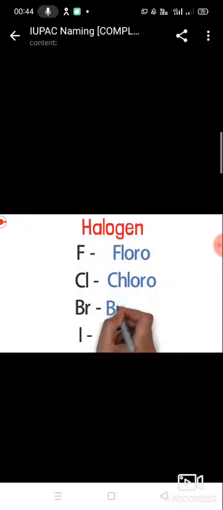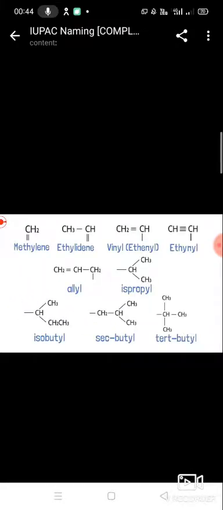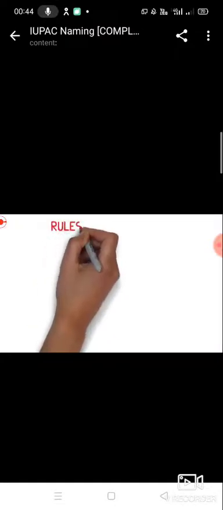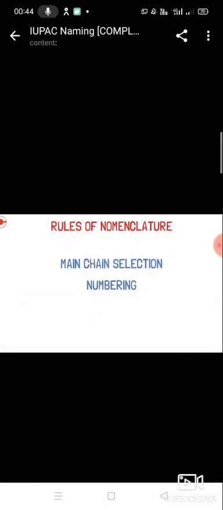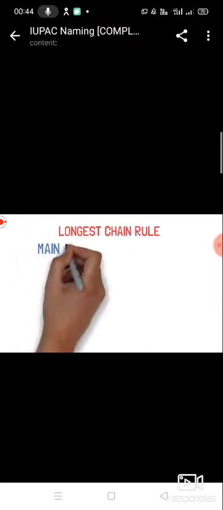Halogen: fluorine, chlorine, bromine, iodine, then we'll say fluoro, chloro, bromo, iodo. So here the alkyl group is present with the double bond, and isopropyl means a side carbon will be there. Isobutyl means a side carbon with 4 carbon atoms, secondary butyl, tertiary butyl. So rules for nomenclature: you have to select the main chain, give the numbering, and give the naming.